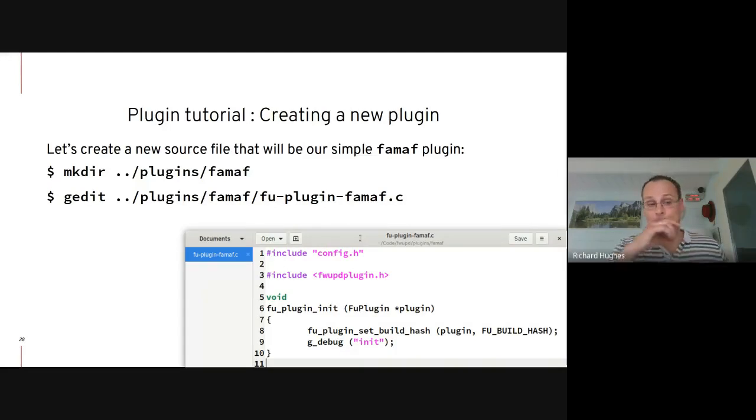So let's create a new source file. We're going to create a famaf plugin. By convention, plugin names are lowercase, though they don't have to be. The very first thing we'll do, since we're in the build directory, is create a directory using mkdir ../plugins/famaf. We need to use ../ because we're in the build directory and we actually want to create a new source file in the source directory. After that you can use any editor, but we're just going to create this file, foo-plugin-famaf.c.